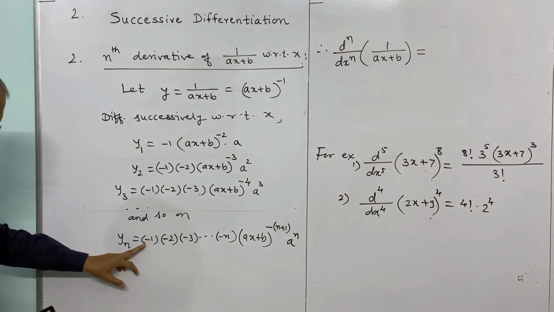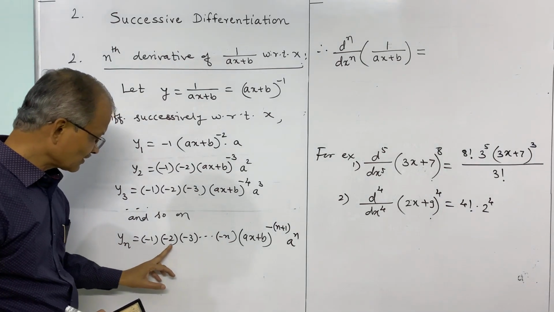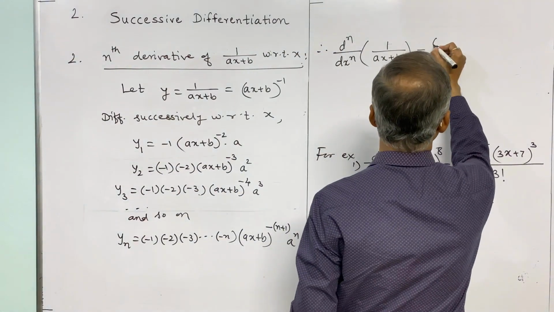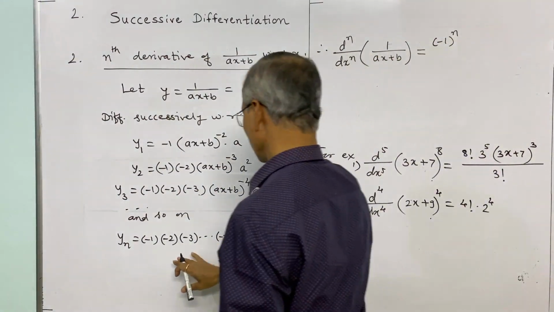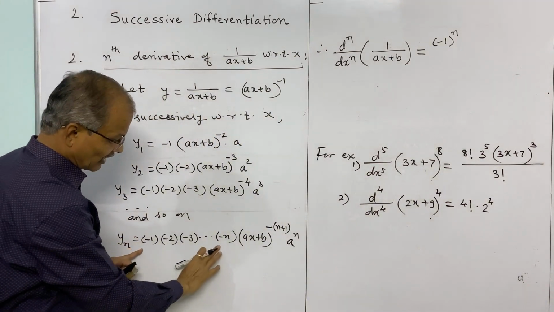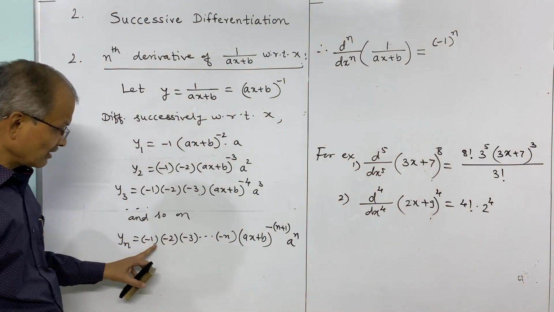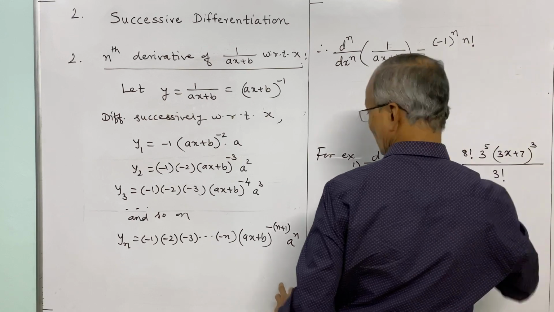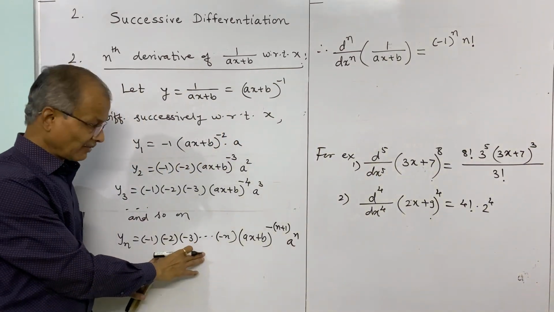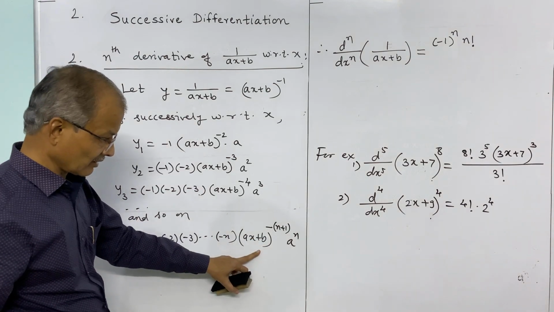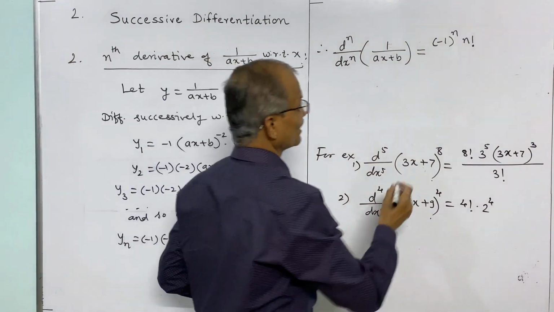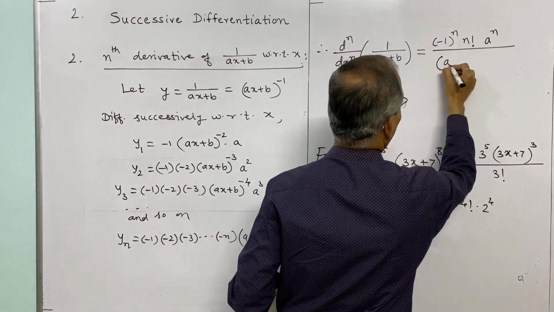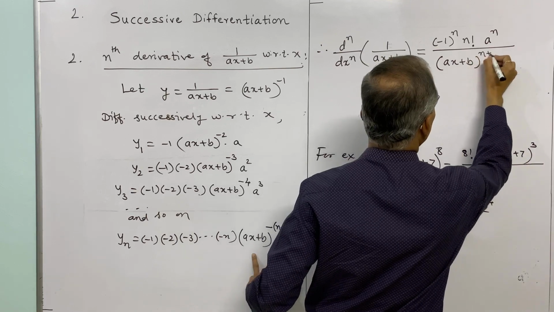For the simplification, what we can do is, see, minus 1 can be taken common from each term, and that is minus 1 n times, meaning minus 1 to the power n. From every term we take minus 1 common, and what is remaining is 1, 2, 3 up to n, and that is n factorial. This we should write at the denominator with positive power, and this I shall write at the numerator, a to the power n, and the denominator is (ax plus b) to the power n plus 1.